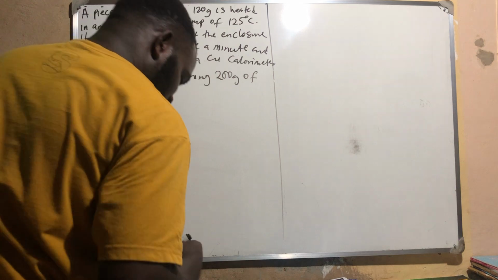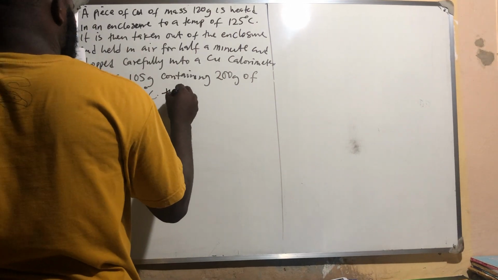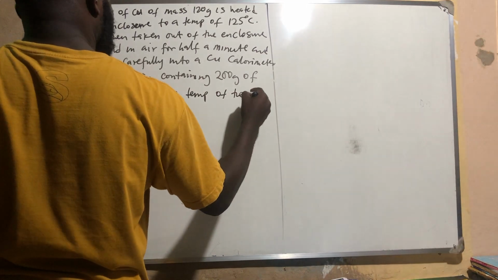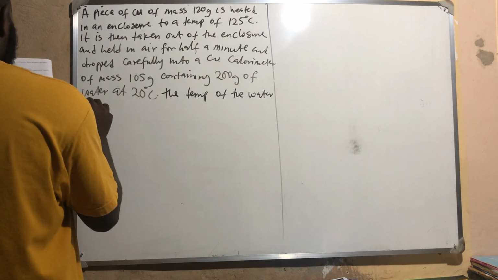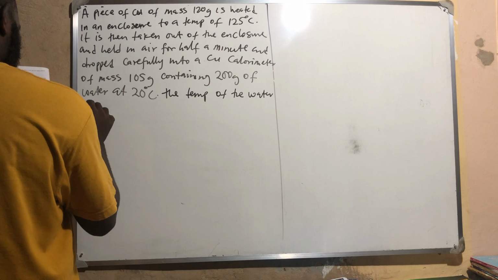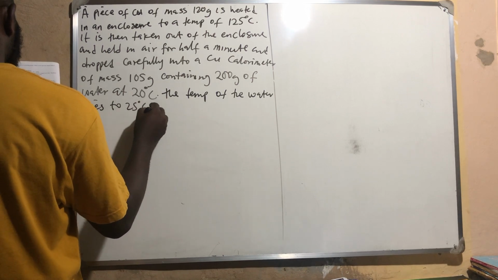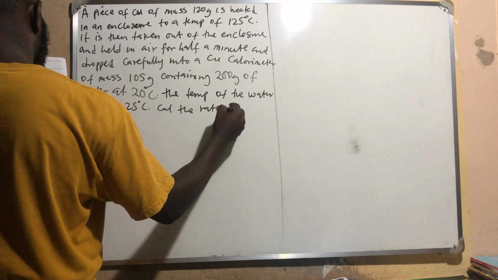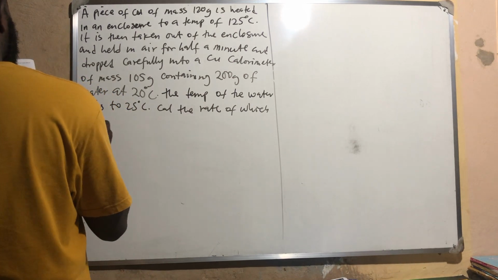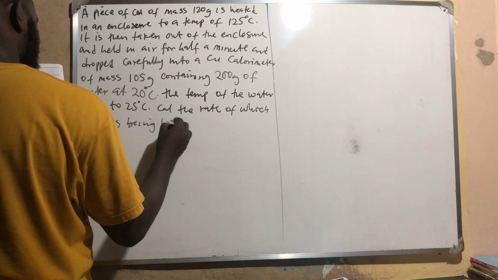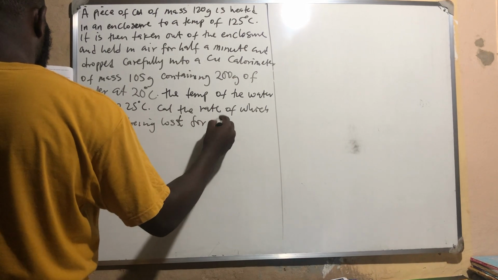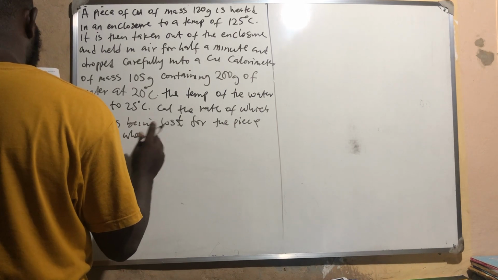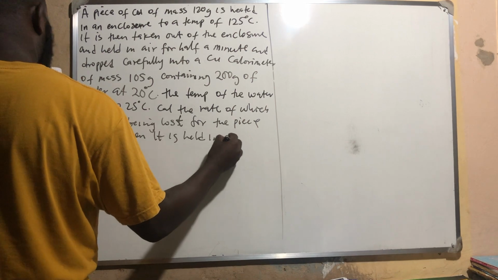Then I said the temperature of the water rises to 25 degrees Celsius. Then they say calculate the rate at which heat is being lost for the piece of copper when it is held in air.